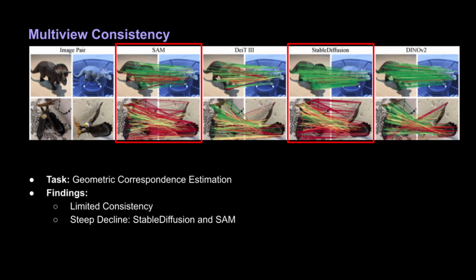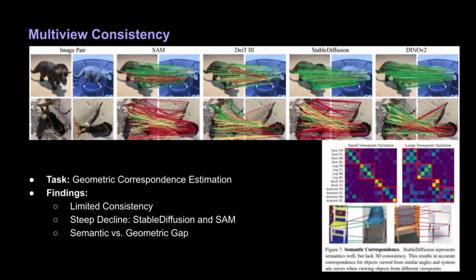Some models show steep decline. Stable Diffusion and SAM, which are strong in single-view tasks, suffer notable drops under large viewpoint differences. And we can observe a gap between semantic and geometric understanding. Models align semantic parts well, but fail at true geometric consistency when angles diverge, suggesting they may rely more on semantic cues than genuine 3D understanding. The limited success in view invariant correspondence suggests that these models often rely on view-dependent or semantic cues rather than forming a stable 3D mental model.